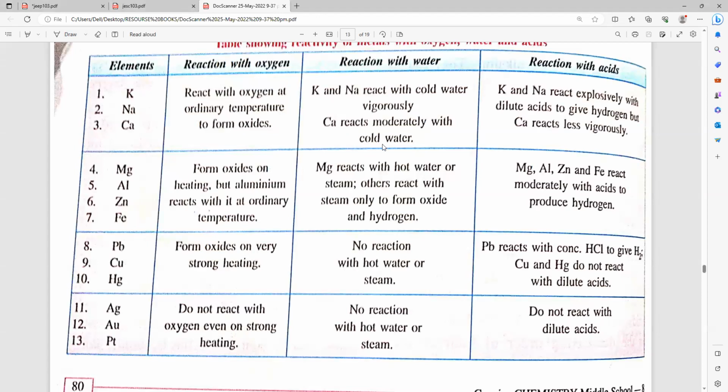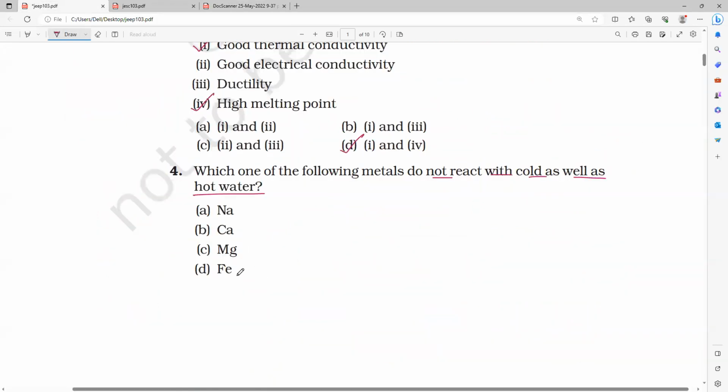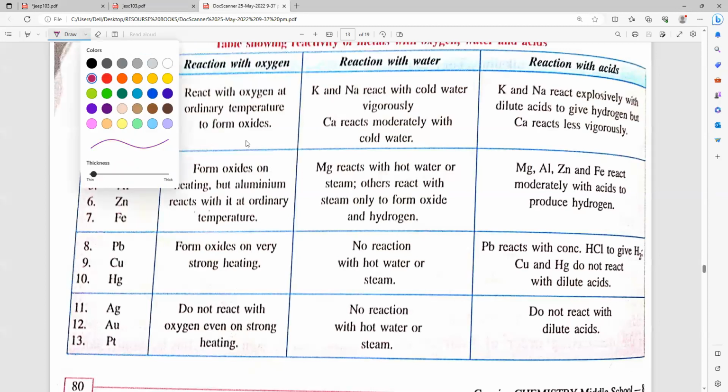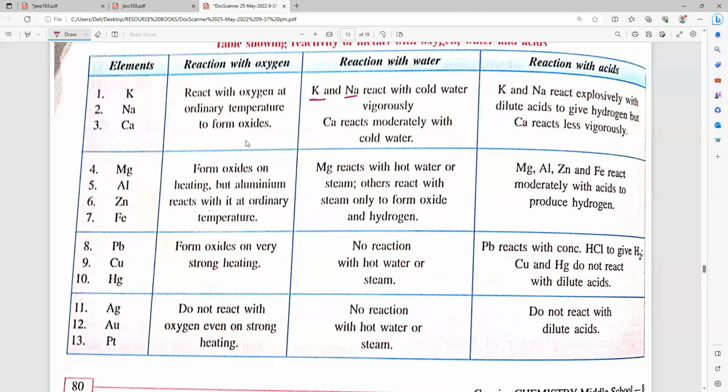So the tabular column, always just have a glance. Given the metals, you identify sodium, calcium, magnesium, iron. Sodium and potassium vigorously react with cold water itself. Magnesium reacts with hot water as well as steam. And iron only reacts with the steam. Other metals, aluminum, zinc and iron, only react with the steam.